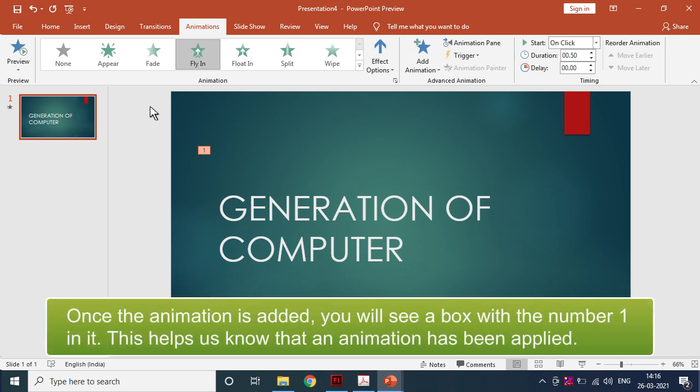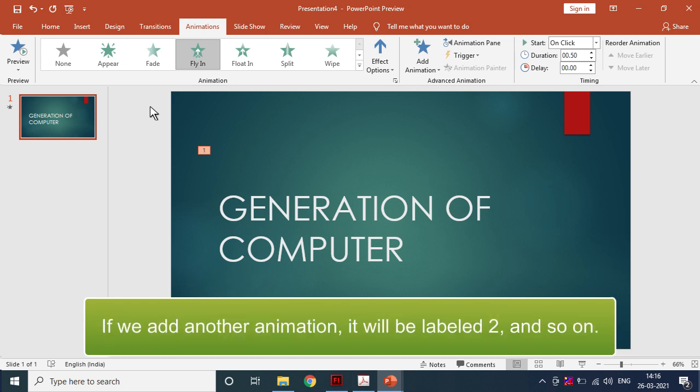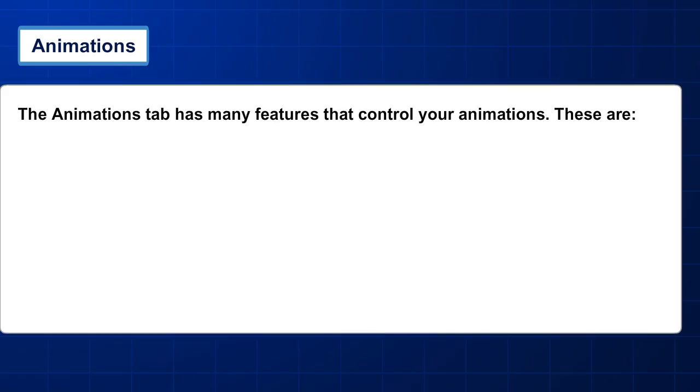Once the animation is added, you will see a box with the number 1 in it. This helps us to know that an animation has been applied. If we add another animation, it will be labeled 2 and so on. The Animations tab has many features that control your animations. These are: Preview allows you to preview your animation.